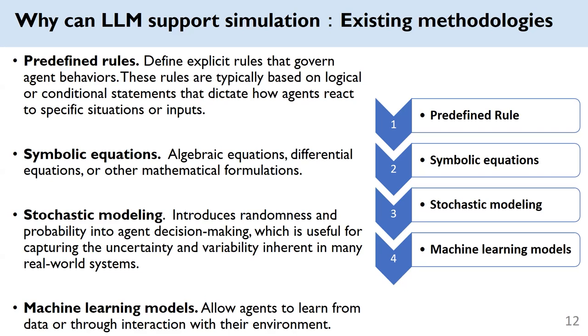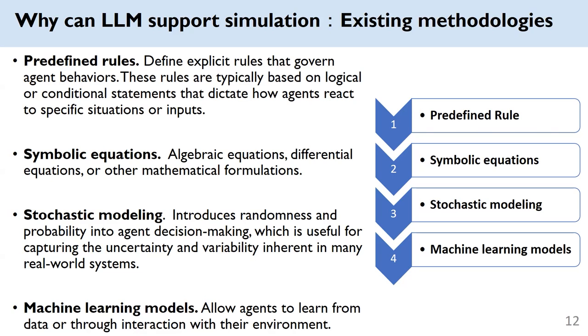For these methods, they define some variables to refer to the state of the agents and then use equations to describe how one agent's variable affects another agent's variable. So it's about the equations of different variables of the agents. And the third approach is stochastic modeling, because the two previous methods cannot generate randomness in the behavior. So these methods introduce randomness and probability into agent decision making, which is useful for capturing the uncertainty and variability in real-world systems. So this is the third kind of approach.